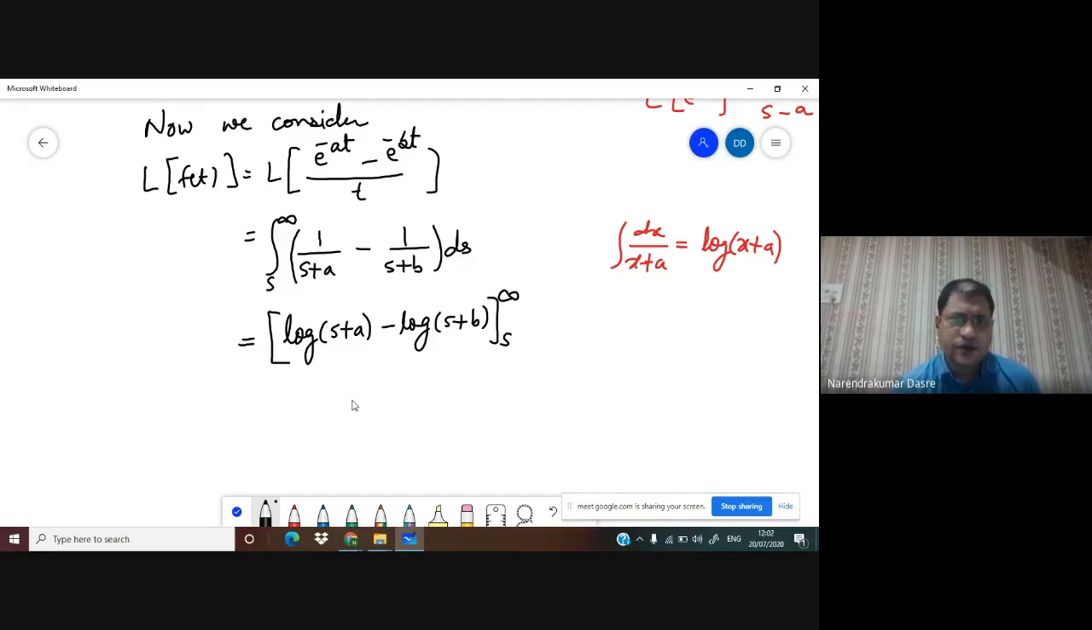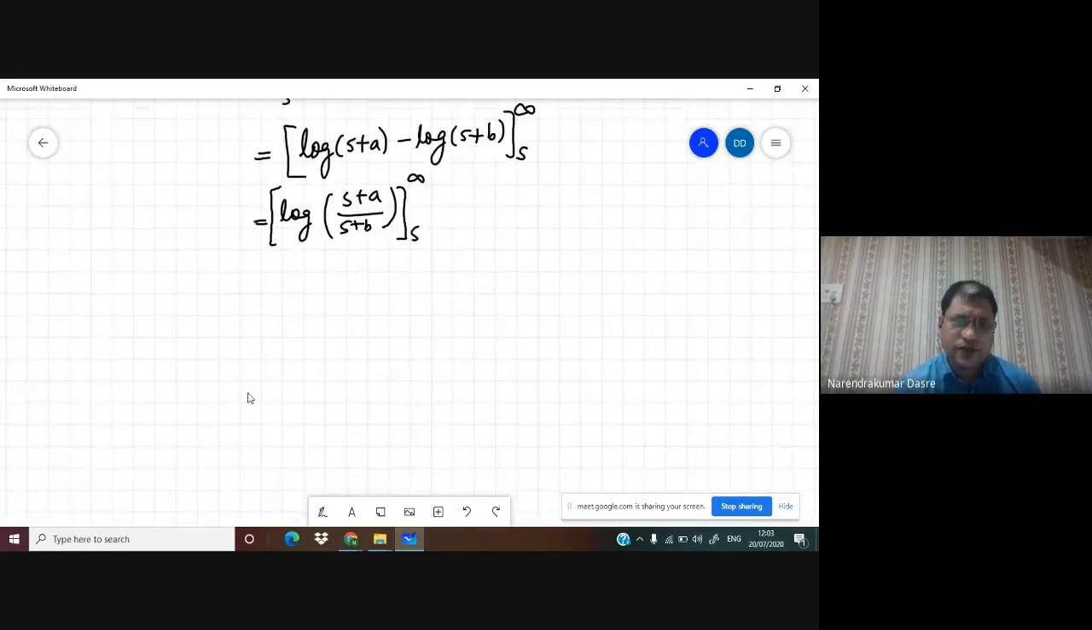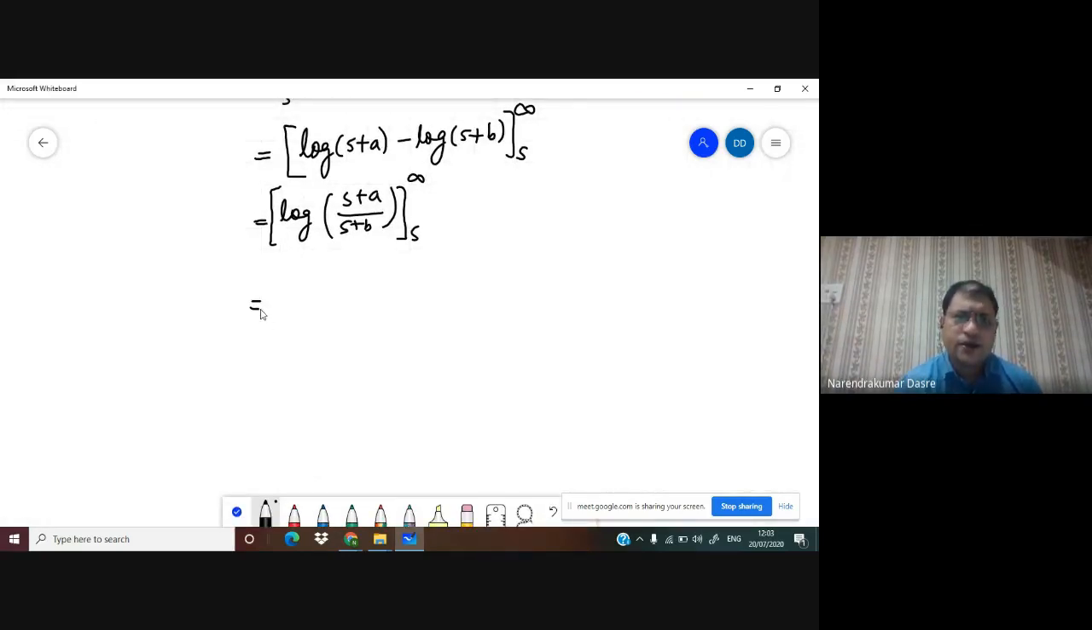As I told you, we have to be careful. Do not be in a hurry. So what we get here will be log of s plus a upon s plus b. Please write properly and use proper brackets. That is very important while writing mathematical expressions. So you have to be very careful. And now the question is again, what is the limit as s tends to infinity of s plus a upon s plus b? This you can solve in two ways.